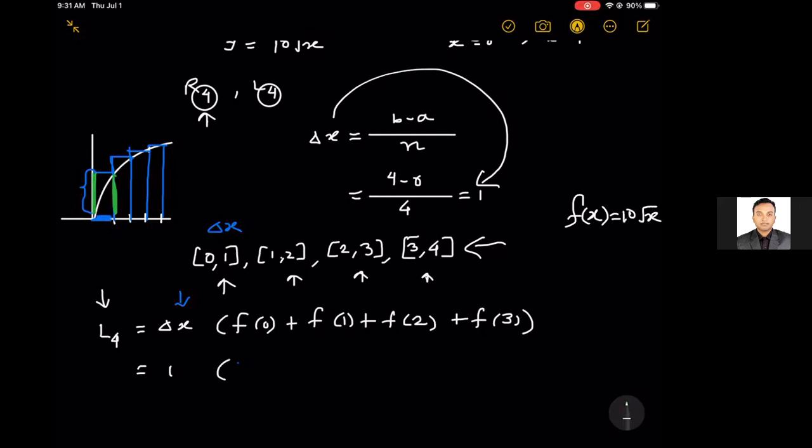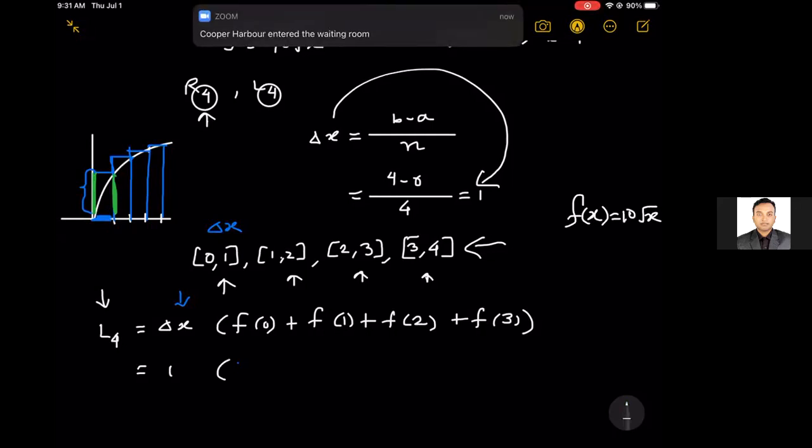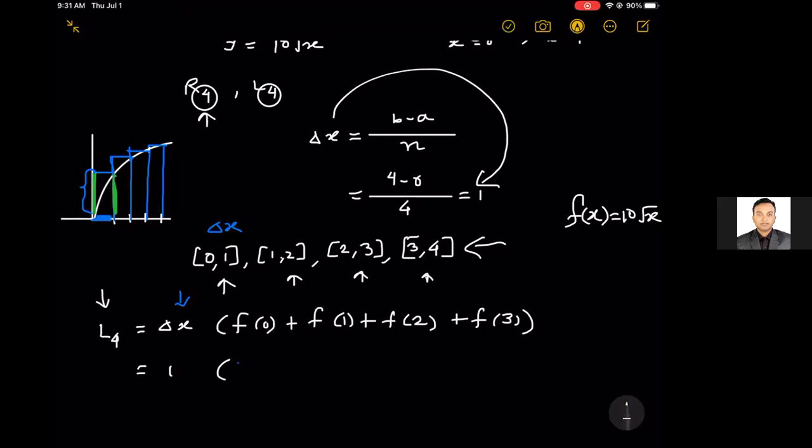So all we need to do is to replace the value. Oops, someone in the waiting room. Sorry, I couldn't notice. Okay, yeah, he has joined.